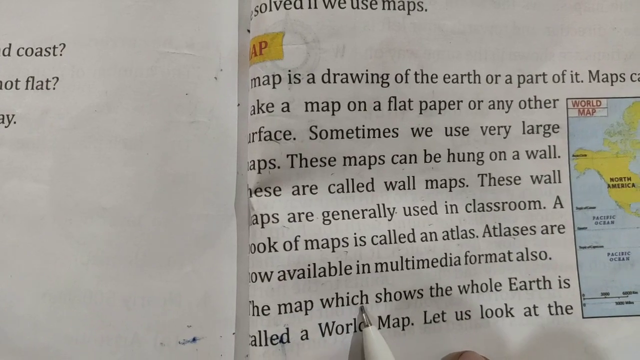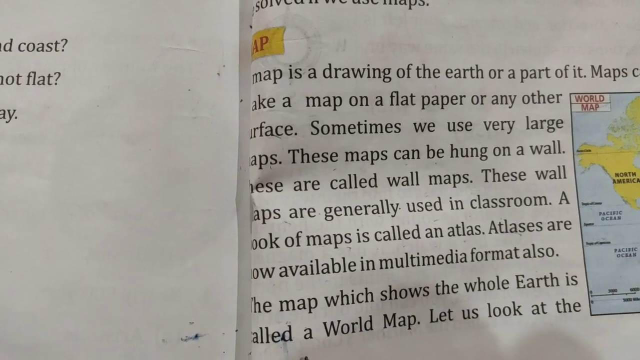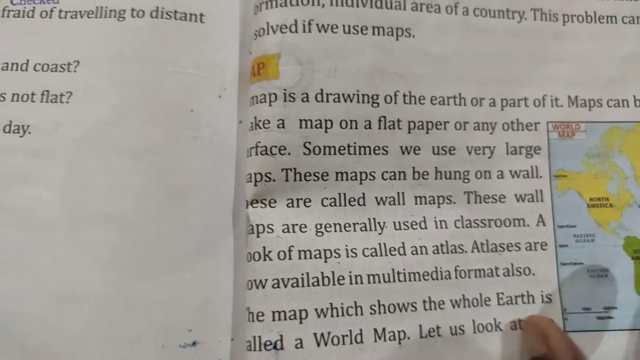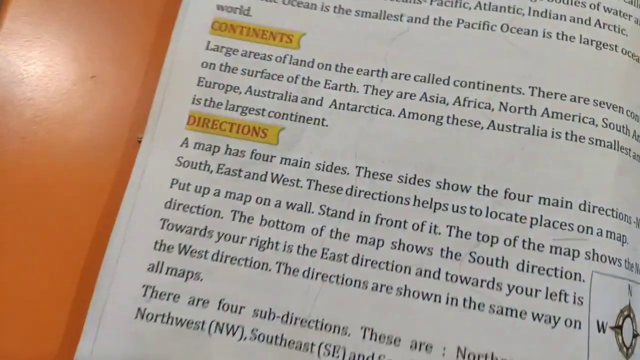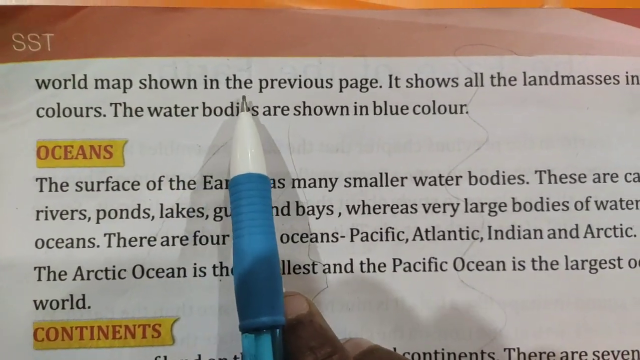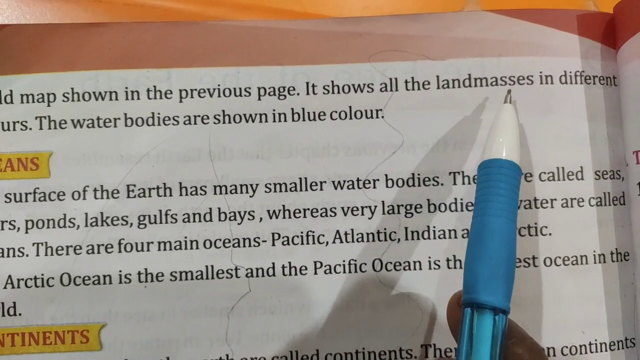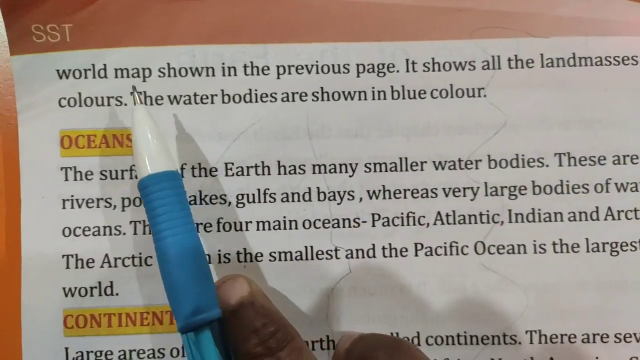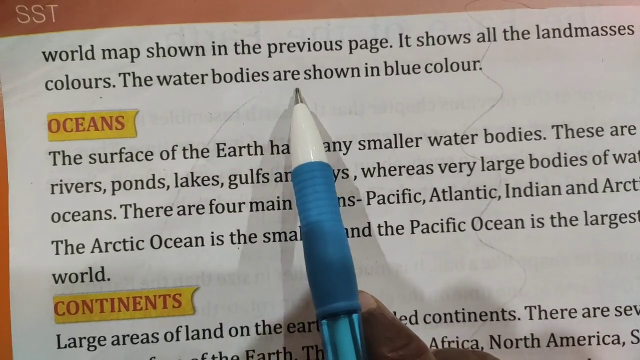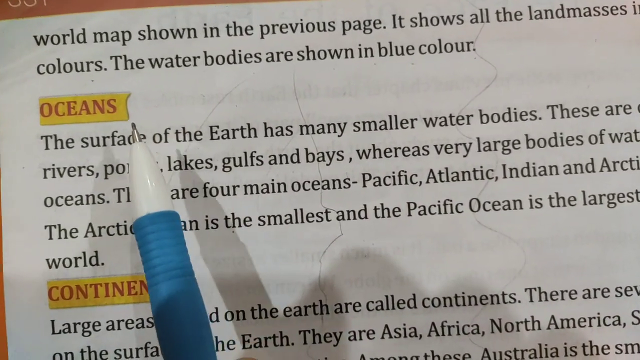The map which shows the whole earth is called a world map. Let us look at the world map shown in the previous page. It shows all the land masses in different colors. The water bodies are shown in blue color.